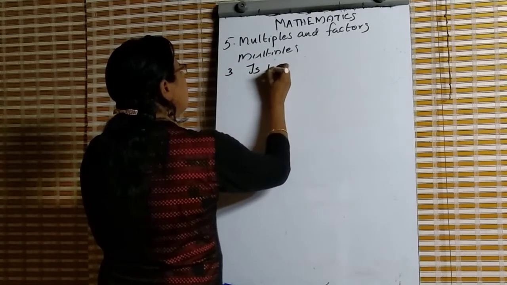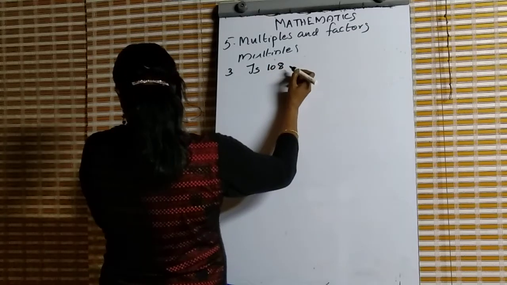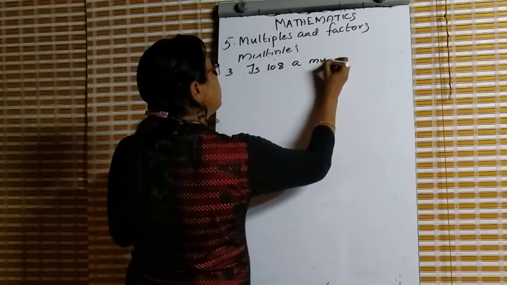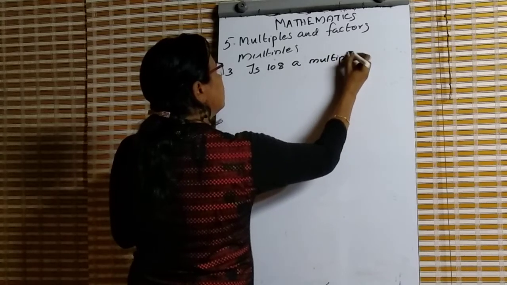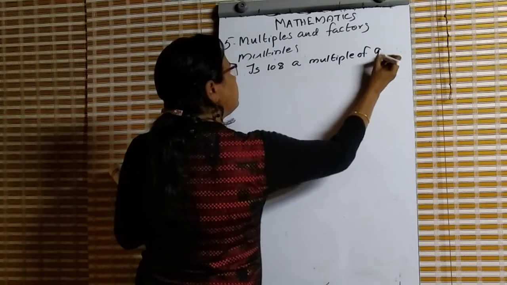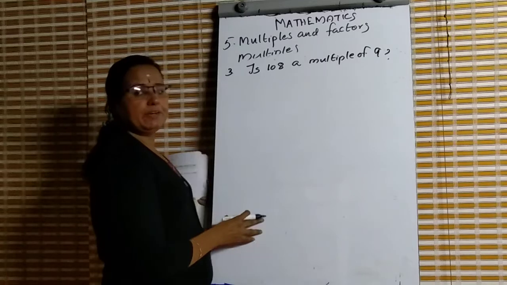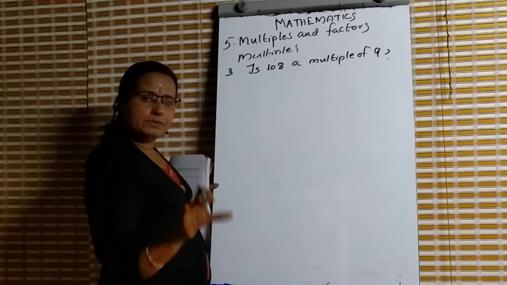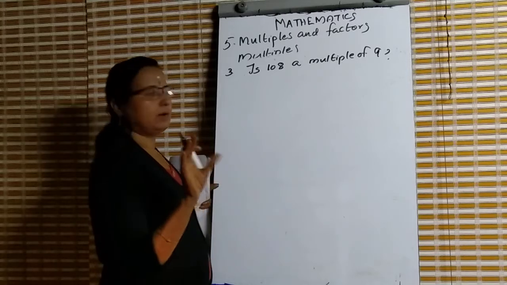Is 108 a multiple of 9? To find this, we divide 108 by 9. If the remainder is 0, it is a multiple.